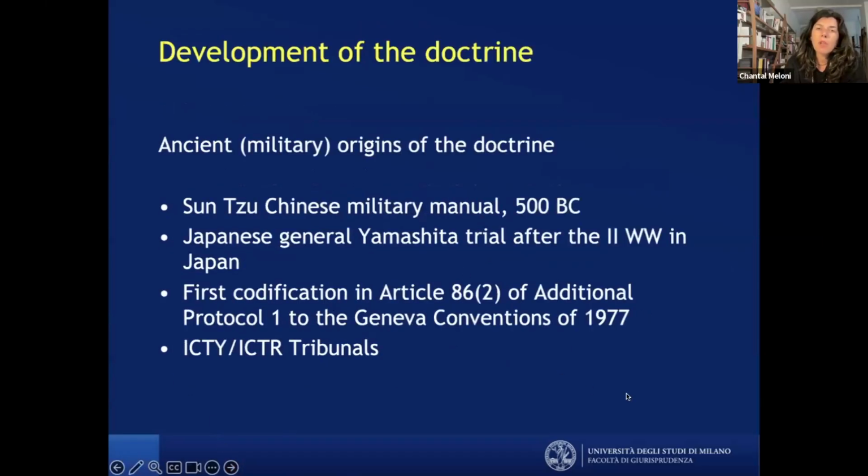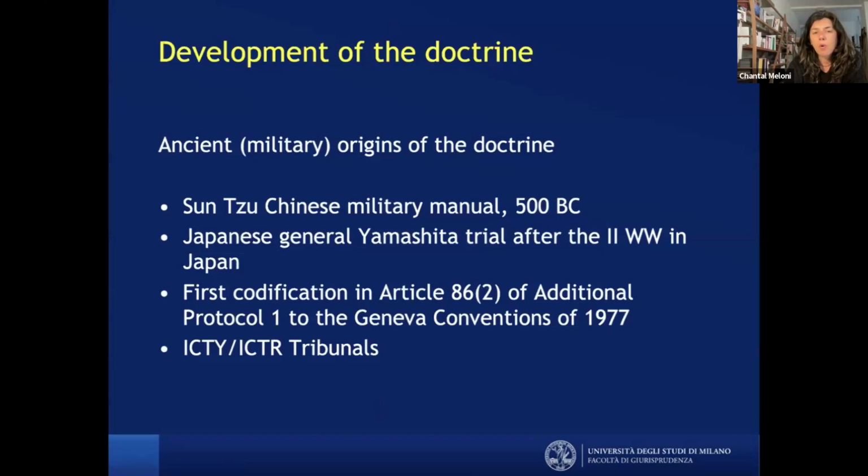So this doctrine is a very ancient one in military fields. Even some scholars trace it back to a Chinese military manual from 500 years before Christ, the famous Sun Tzu, which was already talking about the responsibility of the commander when the troops are insubordinate. It was saying it's the fault of the commander.